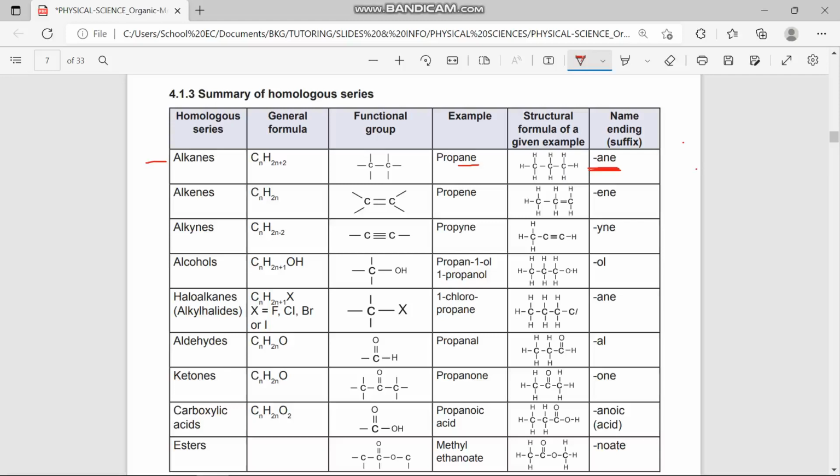So the prefix stands for how many C atoms, and the suffix stands for the homologous series that the compound belongs to. If it's under alkanes, it's going to end with "ane". So this is the homologous series. I'm not going to write, guys, because it's hard to write using this. The prefix stands for the C atoms on that compound, and the suffix for the homologous series. Then you understand.